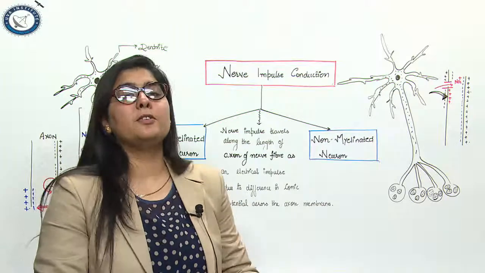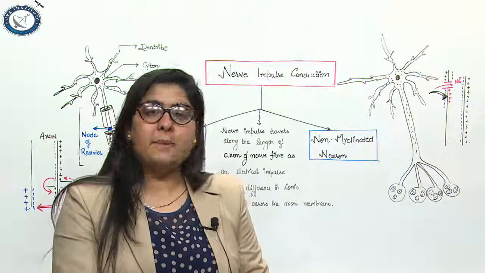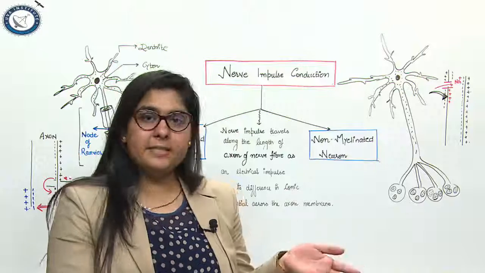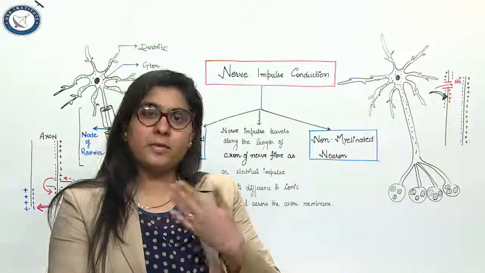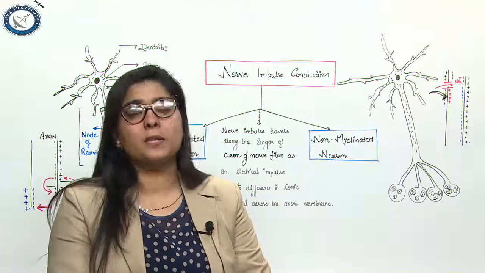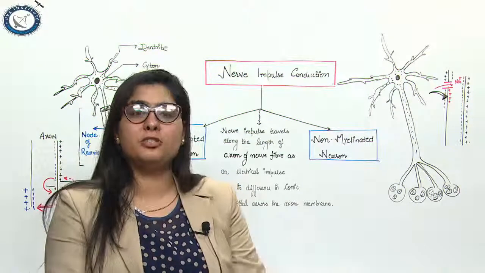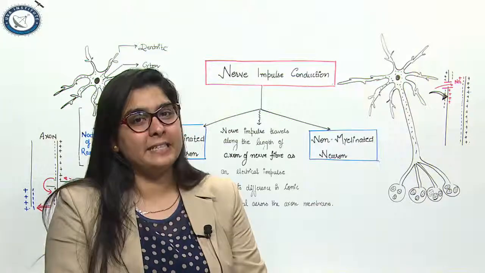Hello friends, today we are going to discuss nerve impulse conduction along a myelinated and a non-myelinated neuron. Before we go further with the nerve impulse conduction along the length, we must understand the difference between the structure of a myelinated and a non-myelinated neuron.